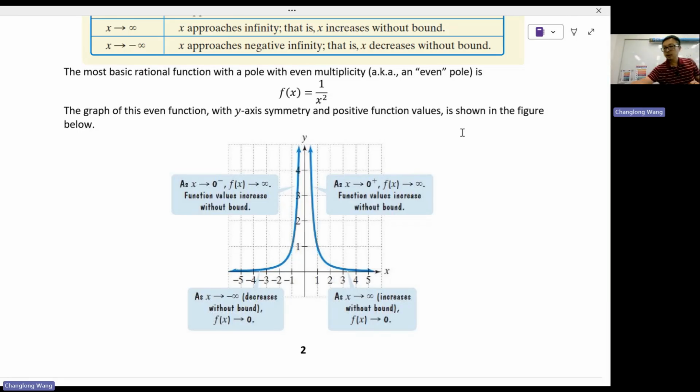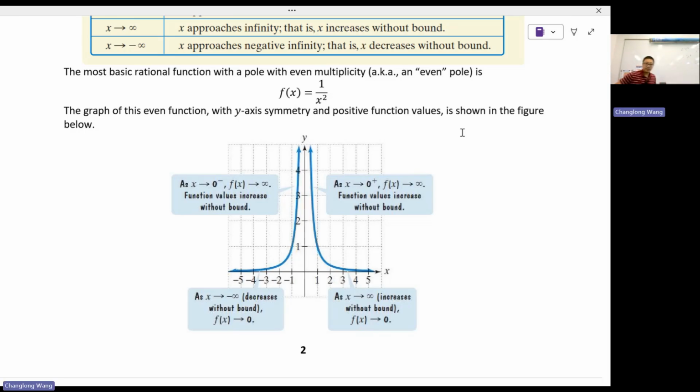And I guess you can imagine if you do have a negative 1 over x squared. Again, you have an even pole, right? But now instead of going all the way to positive infinity, it's going to go down to negative infinity on both sides. And therefore, we want to always compare even zeros, odd zeros, and also even poles, odd poles.